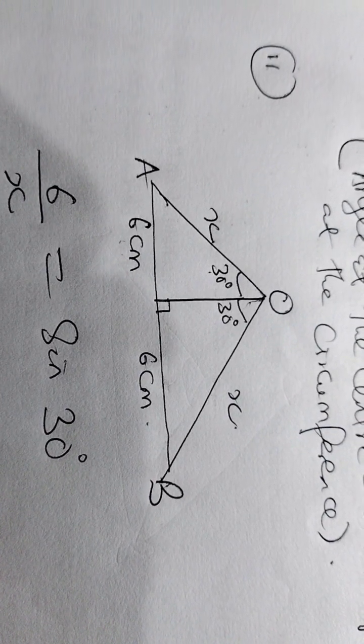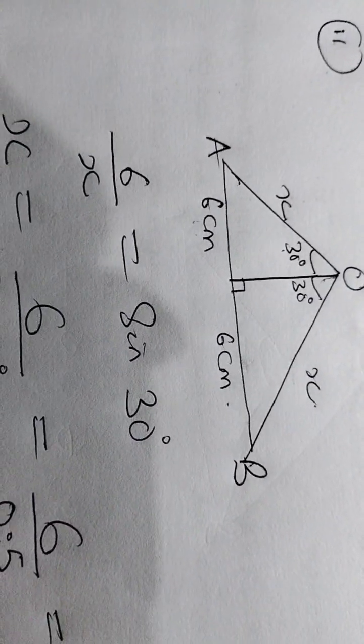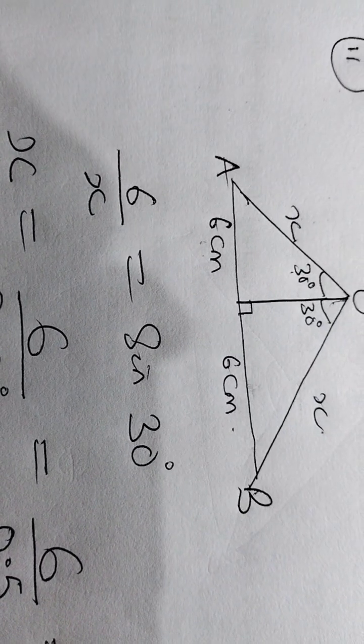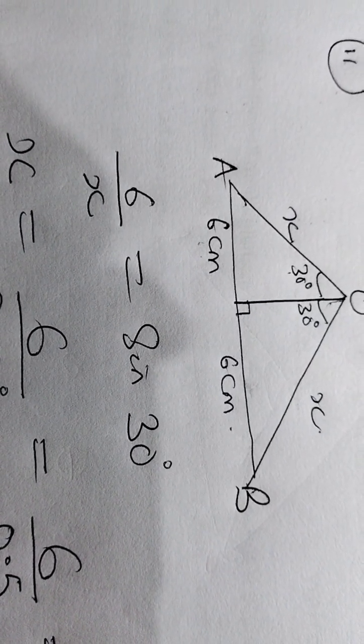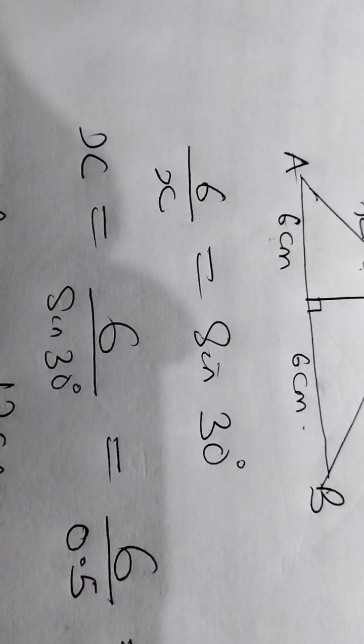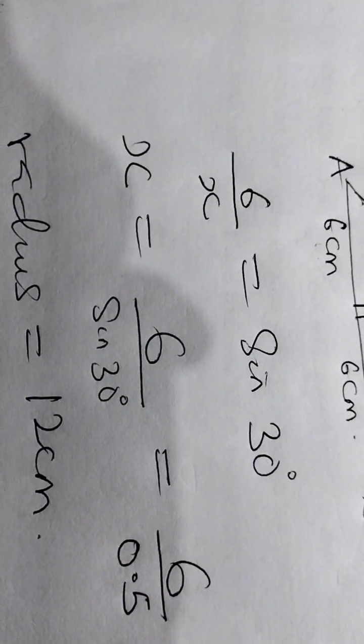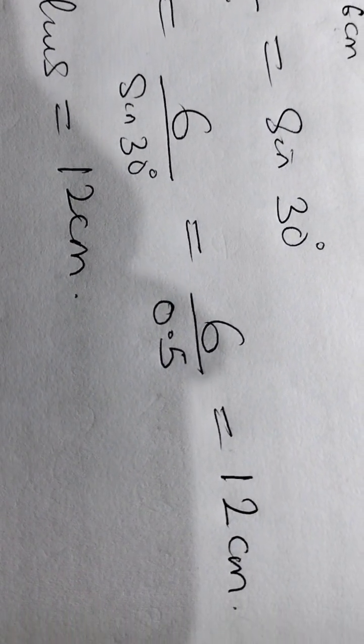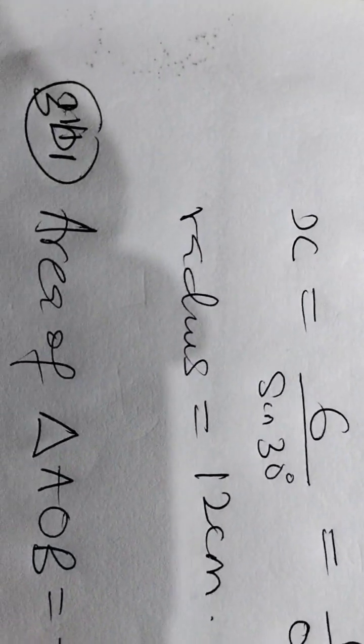Then the radius of the circle is r. The radius of the circle is either OA or OB. Then looking at the triangle, we have opposite, which is 6, over hypotenuse, 6 over r, that gives us sine 30. Then making r the subject, r becomes 6 over sine 30, which is 6 over 0.5, that gives us 12 cm. So the radius of the circle is 12 cm.